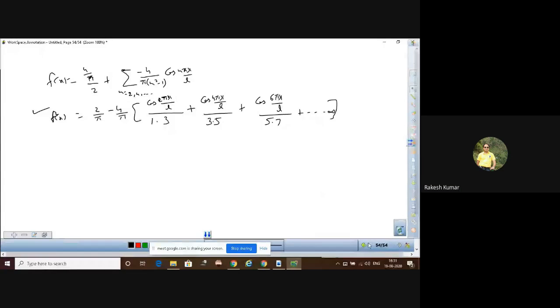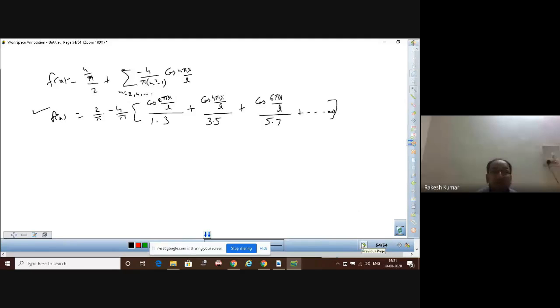Now, related to the Fourier series, we have a different type of wave functions. This is also in your course, wave functions, and we shall discuss the wave functions in the next class.